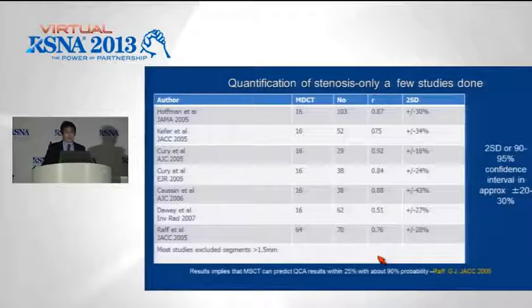Surprisingly, there have been actually relatively few papers on quantification of stenosis done, and most of them were done on old scanners. This is one done on a 64-slice scan, and you can see that the standard deviation, or 90 to 95% confidence interval, is approximately plus or minus 20% to 30%. And in fact, Gilrath back in 2005, which is a long time ago, concluded that CT can predict QCA results within 25% with about 90% probability.